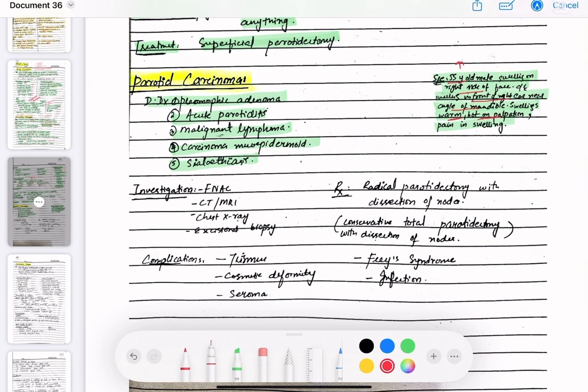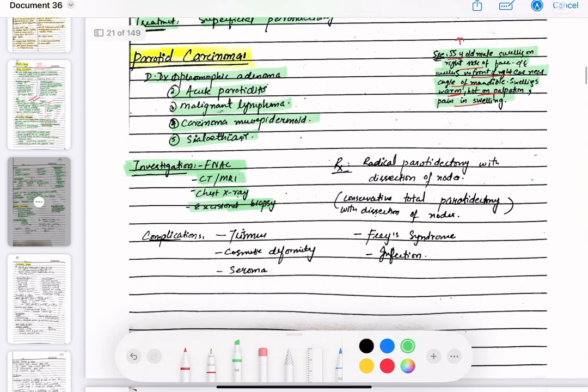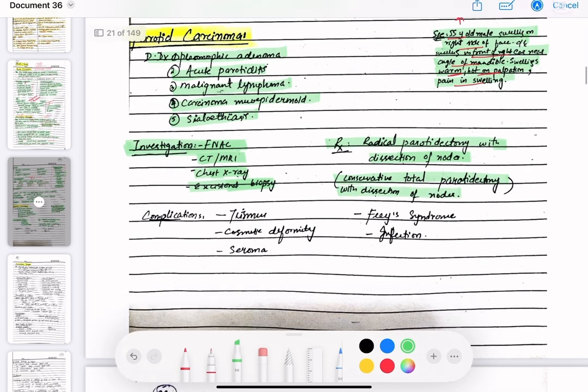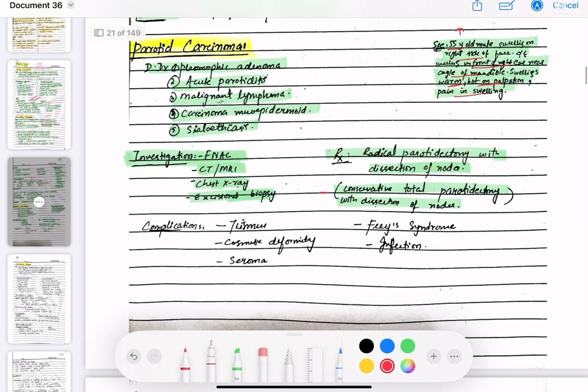The investigations are the same: fine needle aspiration, CT scan, MRI, chest X-ray, and excisional biopsy. The treatment options are radical parotidectomy with dissection of the nodes, and conservative treatment. Total parotidectomy with dissection of the nodes is done in conservative treatment. Most of the time the nodes are involved in the parotid, so it is total parotidectomy with dissection of nodes.